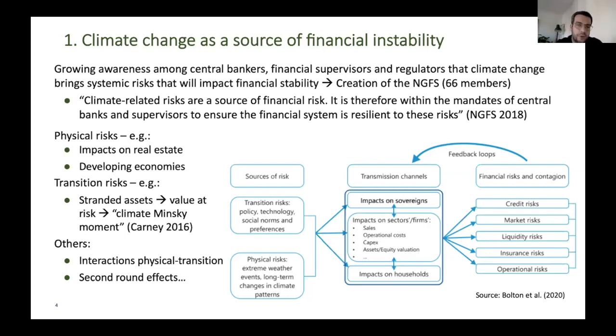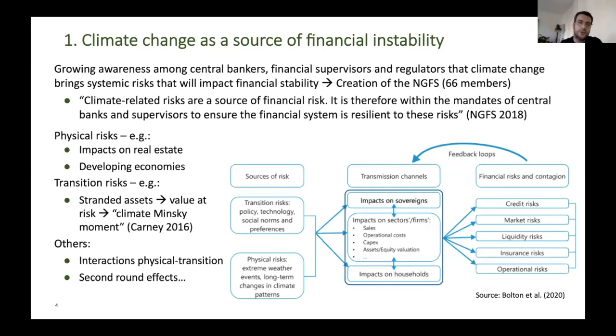Usually we distinguish two kinds of climate-related risk. The first one is physical risk, and that relates to the previous slide, basically all the potential impacts of climate change. So you could have devastating impacts on real estate. For instance, most of the literature shows that developing economies may be much more at risk, both because part of them are more exposed, and obviously because many of them are also more vulnerable. They have less capacity to respond to shocks.